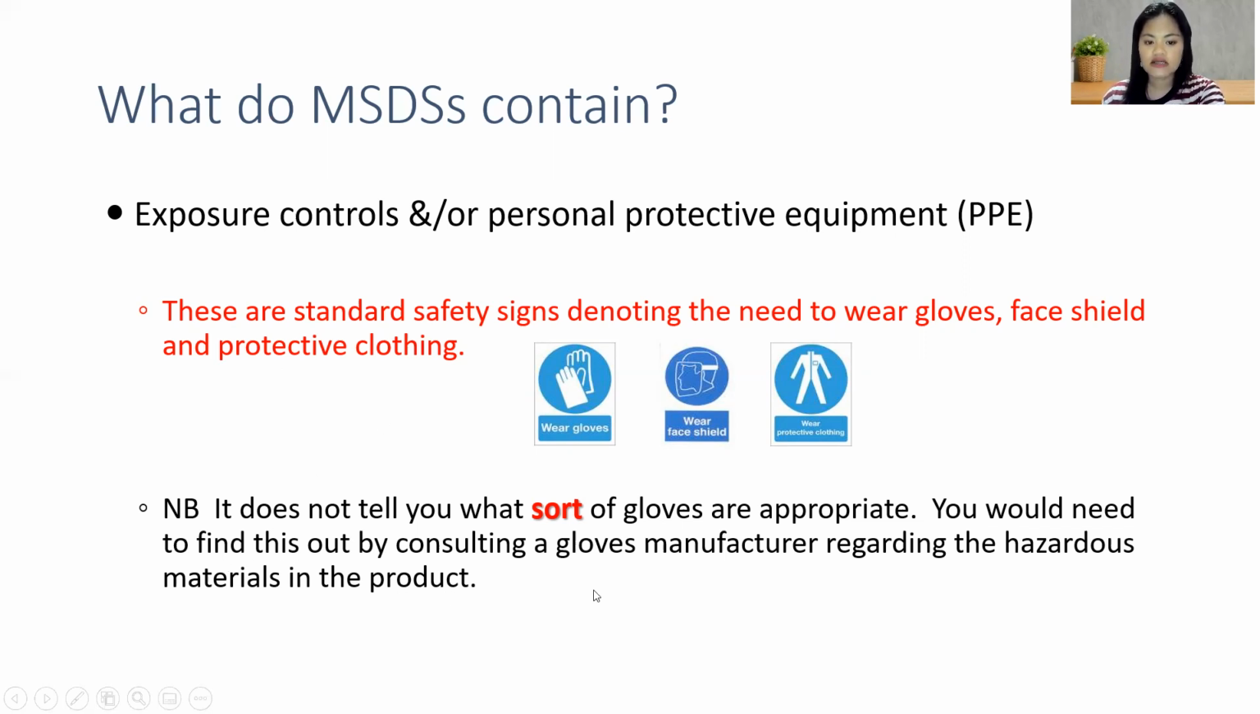The MSDS does not tell you what sort of gloves are appropriate, so you would need to find this out by consulting a gloves manufacturer regarding the hazardous materials in the product. Usually you have to wear vinyl gloves; surgical gloves in hospitals also vary, but usually they're vinyl, and some are violet in color. So it's really important to choose the right kind of gloves in handling your chemicals.